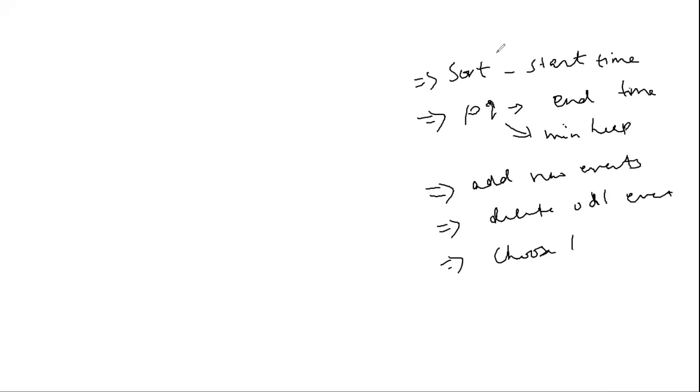Are we looking through each day, like day 1, day 2, day 3, or do we look through the sorted array? That's the one question. The second question is, if we sorted the array and the start times of 2 events are the same, are we going to sort by the end time?